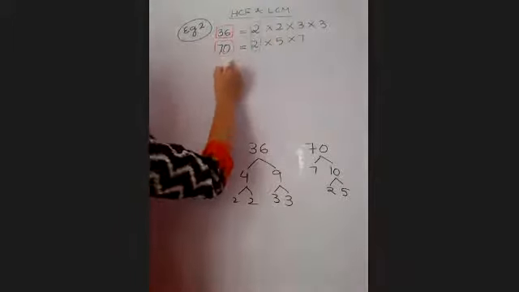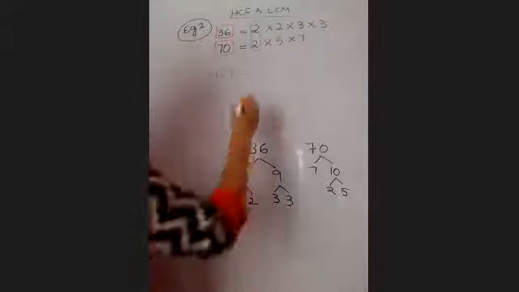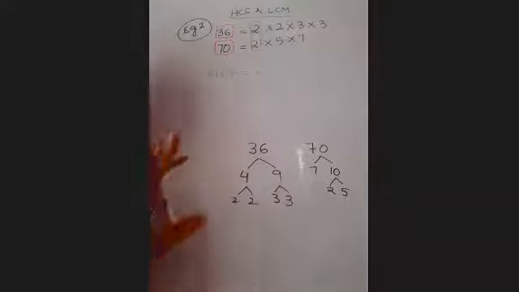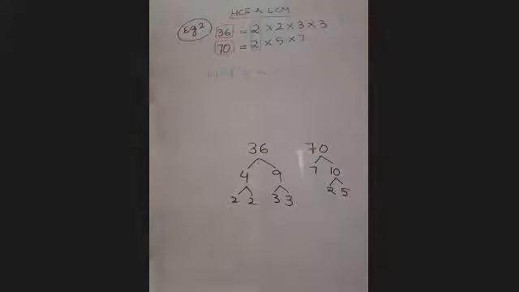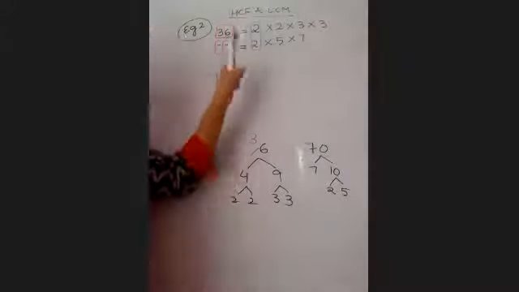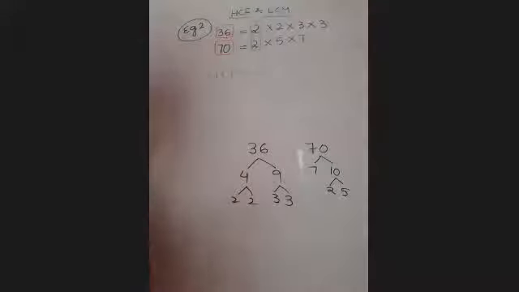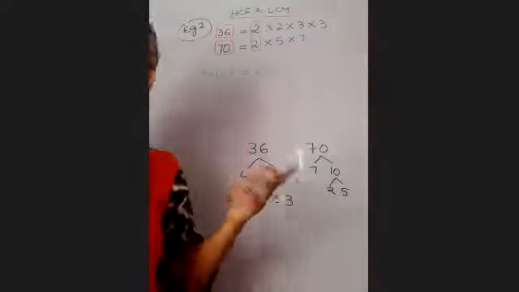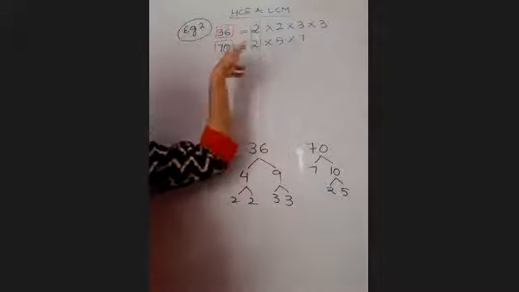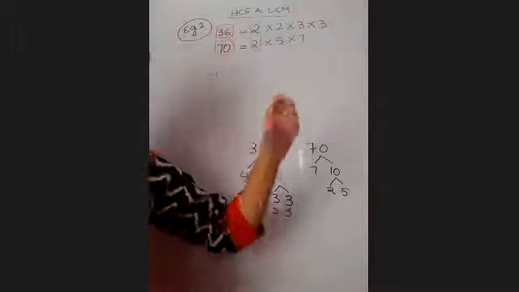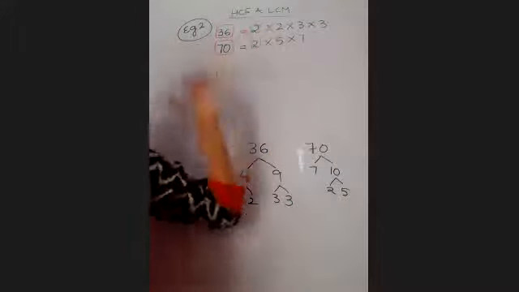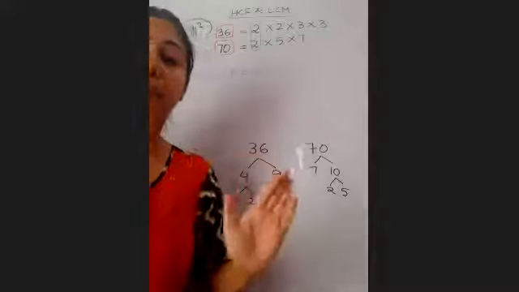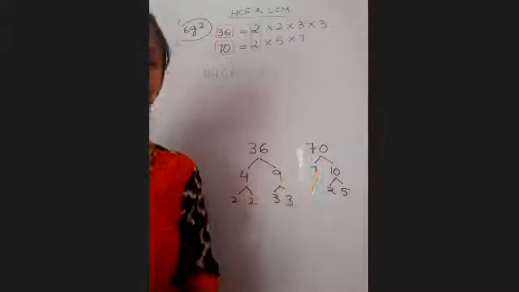Number 2. I will just find HCF first. What is the only common factor? 2. When I'm saying that HCF is 2, that means 2 is the highest number that can divide both 36 and 70. There is no other common number. Factors to aur nahi hai beta. 5 is ko divide kar raha, 7 is ko divide kar raha. But the common factor, the common number which can divide both the tables together is 2. 2 se bada koi bhi number nahi hai which can divide 36 and 70.